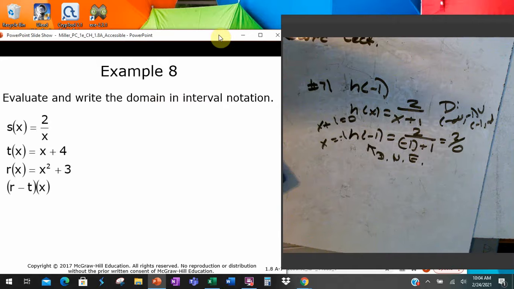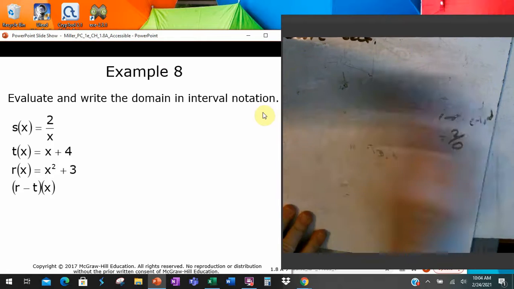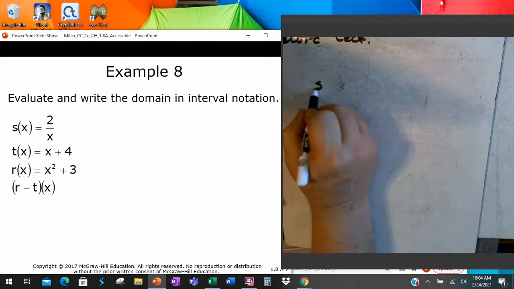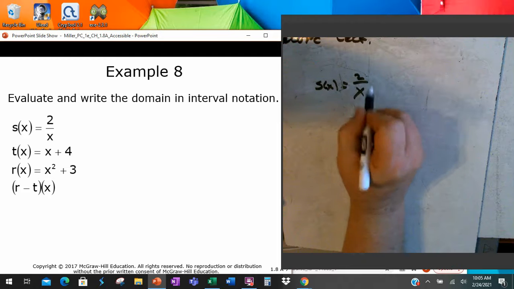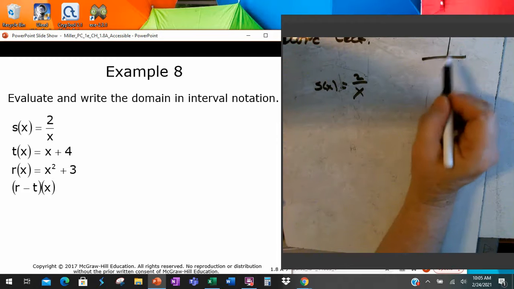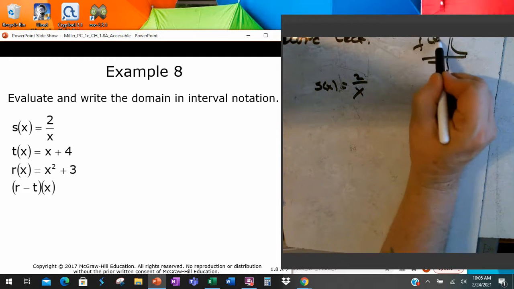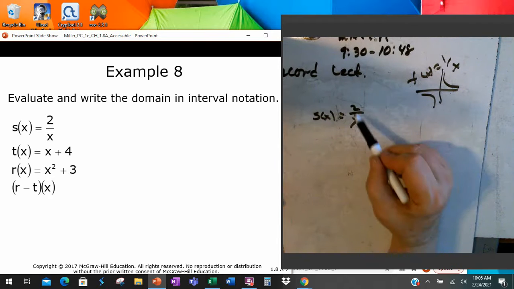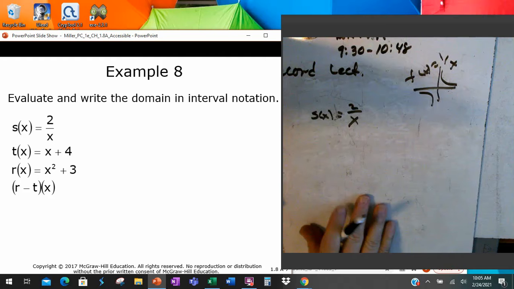Okay. So evaluate and write the domain in interval notation. So s of x is equal to 2 over x. You remember that graph when we did the basic one? This was like here. F of x is equal to 1 over x. This is just the basic function scaled by 2. So all of these things are going to tighten up because I'm multiplying them by 2.